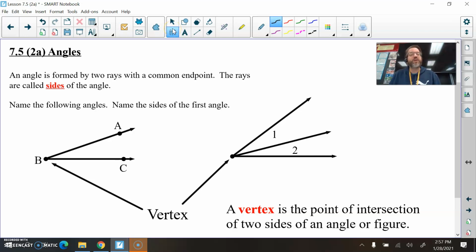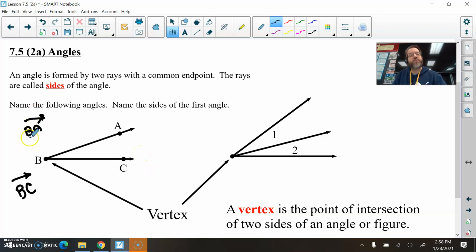An angle, the best way to describe it, is it's formed by two rays that both start at the same endpoint. I can see ray BA here, for example. And ray BA starts at point B, travels through point A, and continues on forever, indicated by that arrow. And then down here I have ray BC. Starts at point B, travels through C, and continues forever that direction.